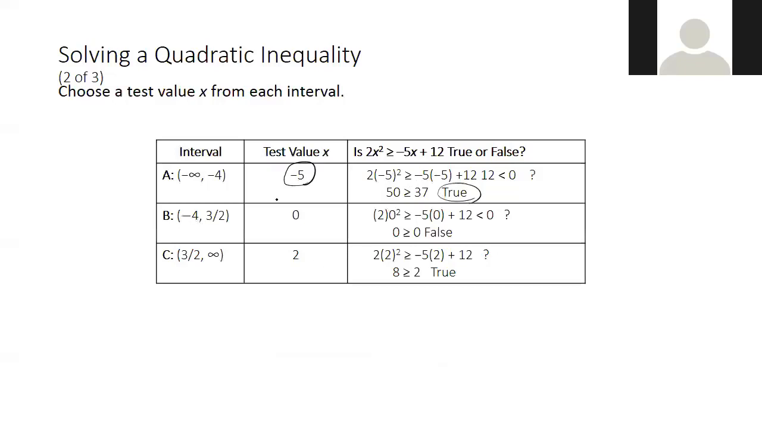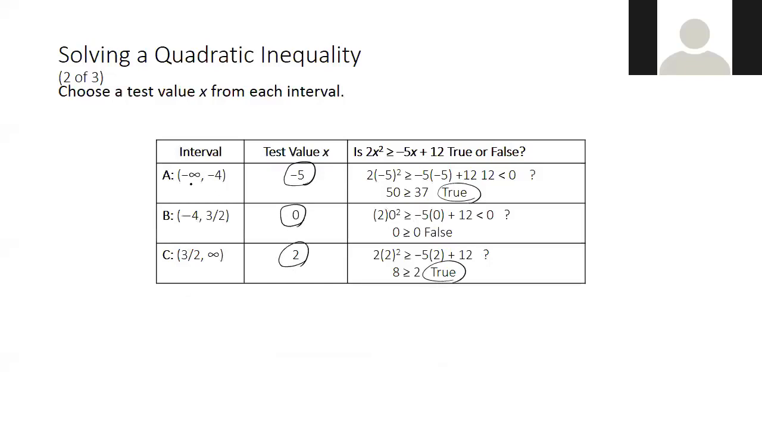This time, the region altered. Remember we said no solution, solution, no solution. The interval again alters, the solutions alter between those regions. So as you can see, 0 is not going to check out. But if I pick a number to the right of 3 over 2, like 2, it's going to work out.